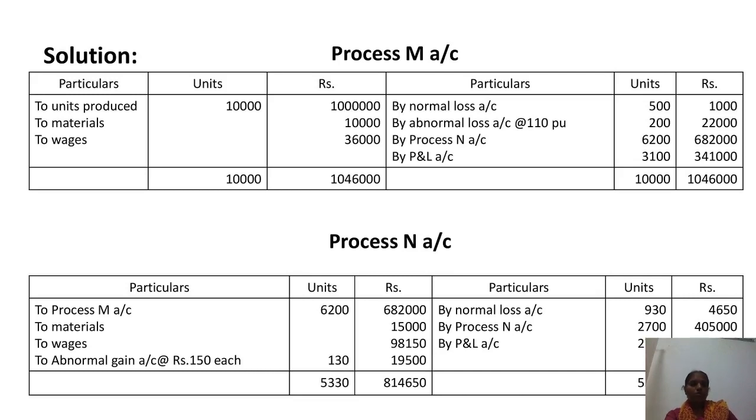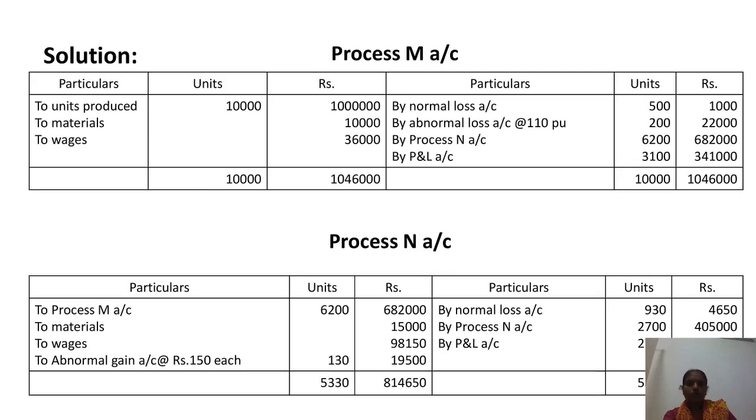Half of the units, that is 2,700, should be transferred to process O account, and then profit and loss account. So process O account is 2,700 and P&L account is 2,700. Now, how to find out the amount? The amount should be found out this way.